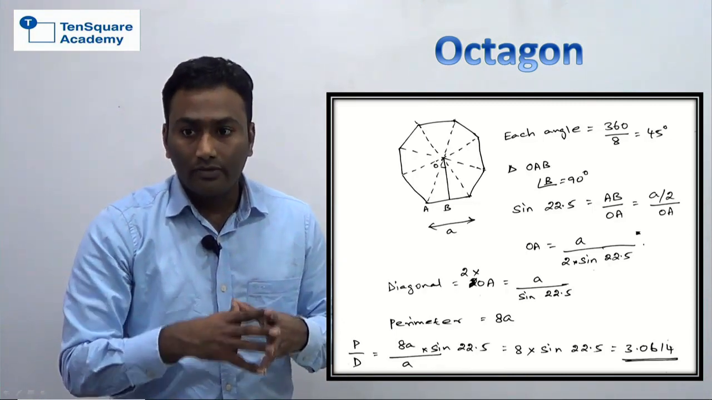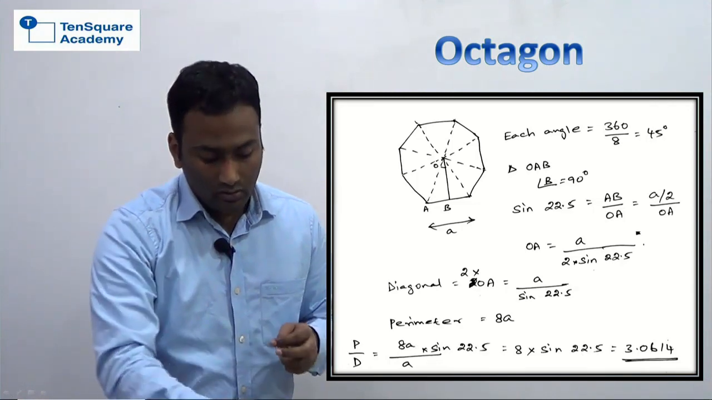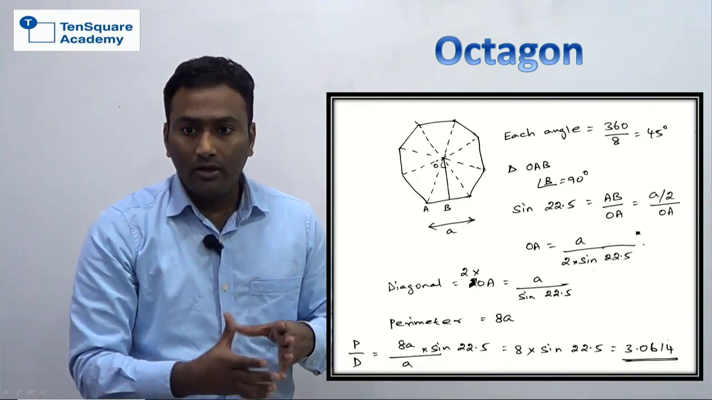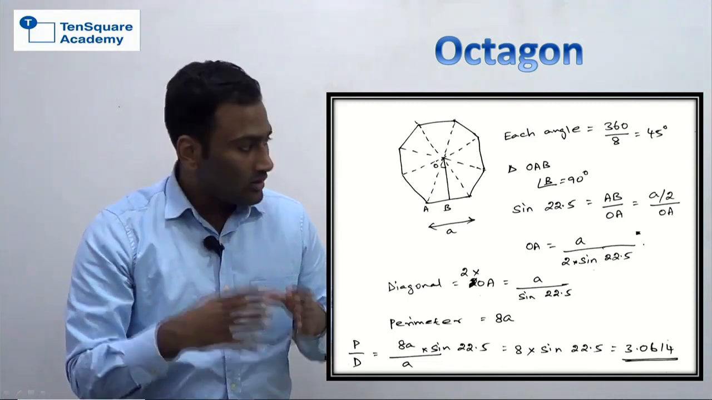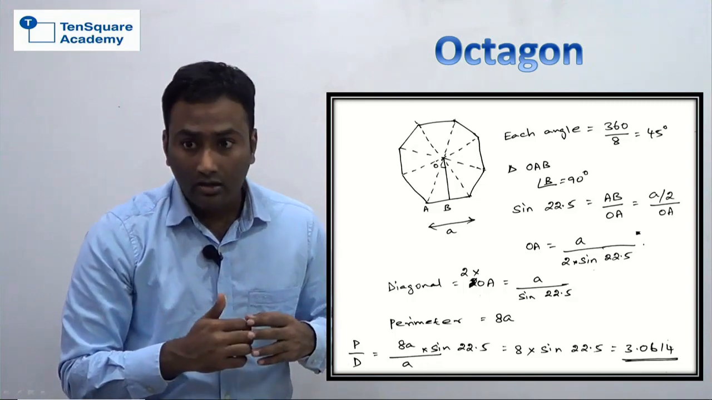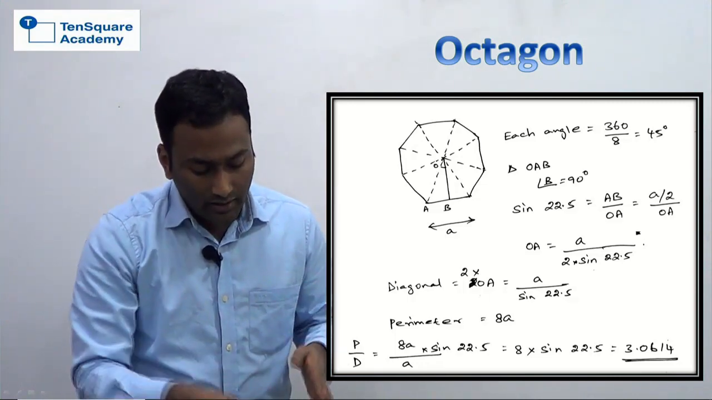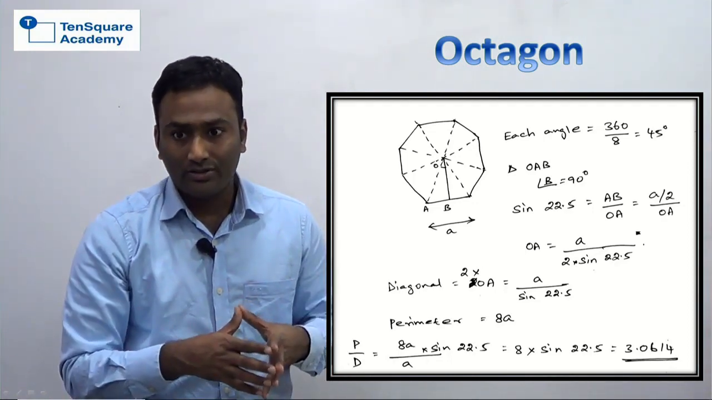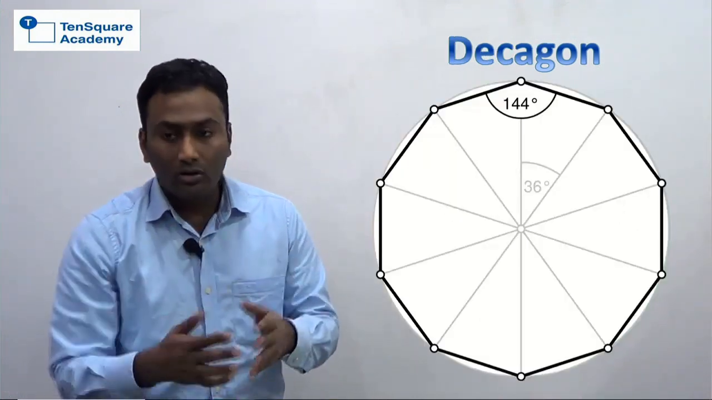Now the diagonal of this octagon is twice OA, so we get a by sine 22.5. The perimeter of this figure is 8a, because it has 8 sides. Now the ratio of perimeter to diagonal will be 8a sine 22.5 divided by a, so a gets cancelled, and we get the value which is 3.06. It gets interesting, right? Now let's move on to a decagon.